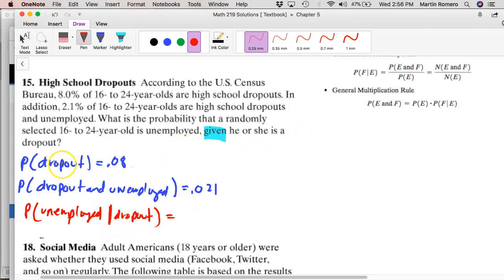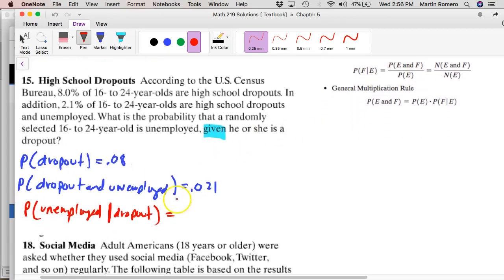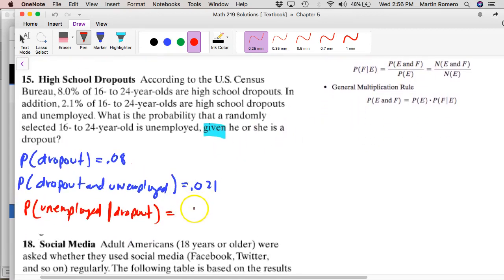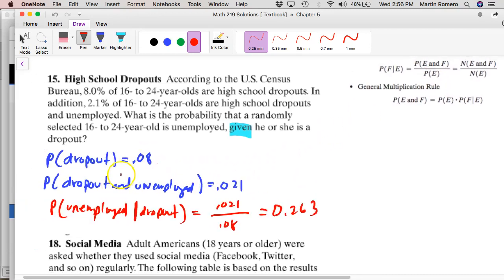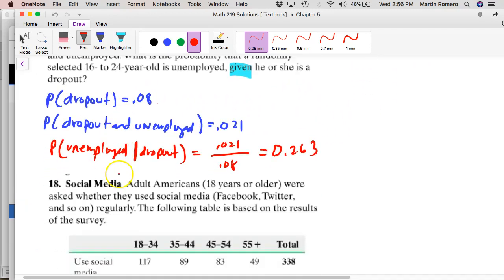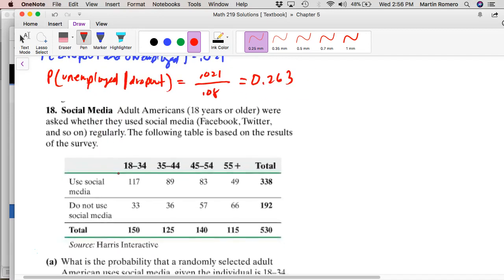And notice that notation we have in this formula here. So our answer to that is going to be 0.021 divided by 0.08. After you divide those, you should end up with an answer of 0.263. So we're just applying that formula there to get that, and I wrote the information. Let's go ahead into the next problem, number 18.